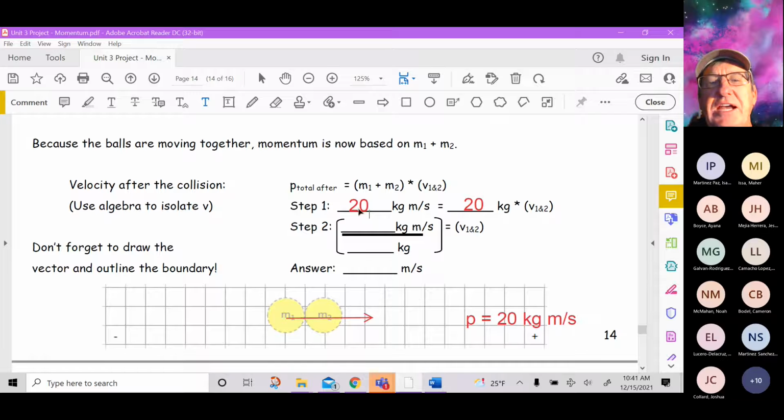Over here, I'm going to divide this 20 kilograms by this 20 kilograms. They just happen to be the same number. Well, 20 divided by 20, pretty easy division there. My answer is they are now moving at 1 meter per second. So I would label this as 1 meter per second for my velocity arrow.